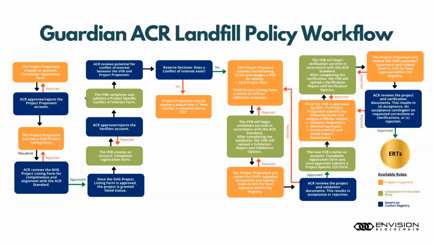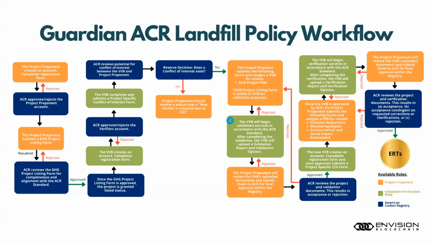The VVB will submit a project-specific conflict of interest form, send that to the administrator, and the administrator has the decision of if there's a conflict of interest, they can identify that, and we'll see that we have a comment box where they can say to the project proponent or anyone who sees a status update that a new verifier is required due to a conflict of interest or something along those lines can be put into the comment box. If there is no conflict of interest, then we can continue this workflow and the project proponent can go ahead and submit their GHG project plan.